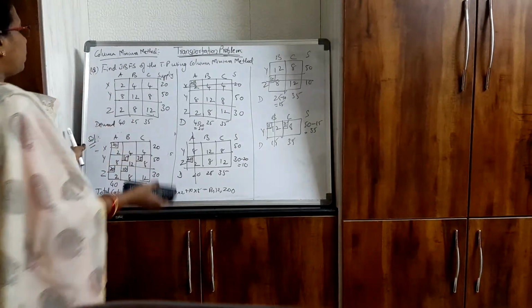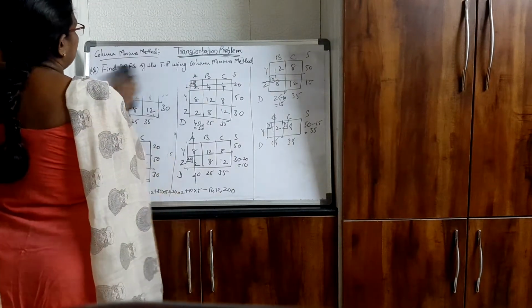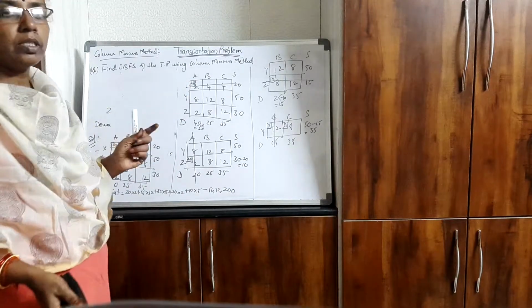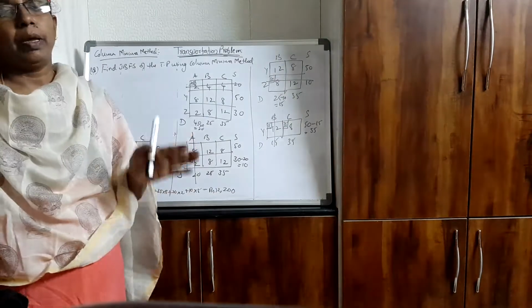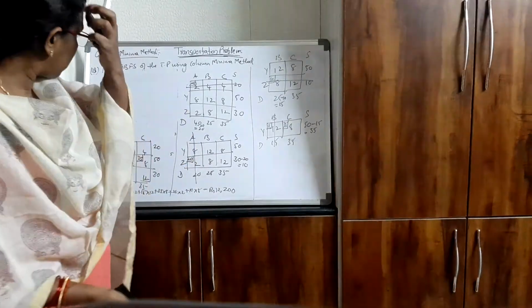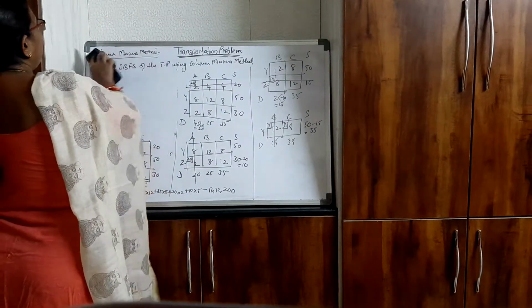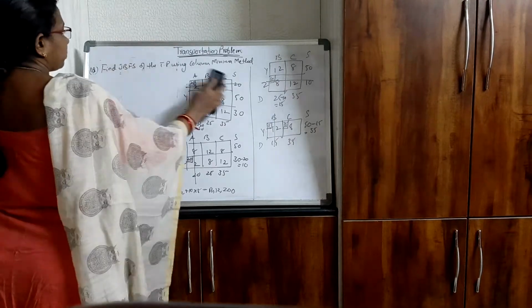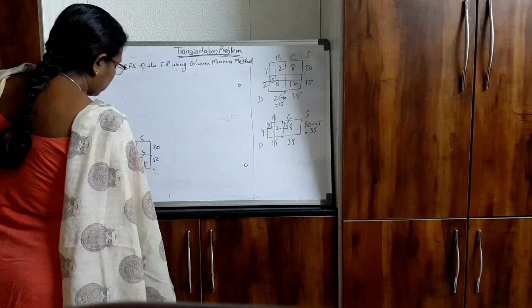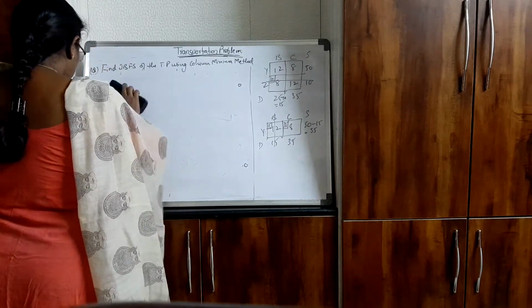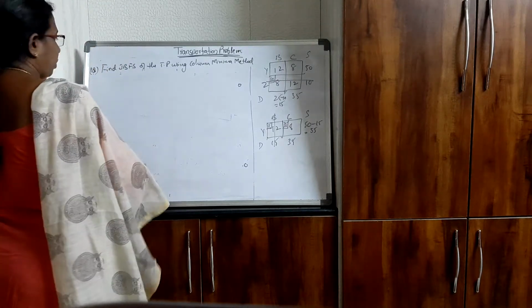And the last method you have is Vogel's approximation method, also known as VAM method or penalty method. This is the most appropriate method of all the methods. So how to find the initial basic feasible solution using this method? We'll see it by solving a problem.